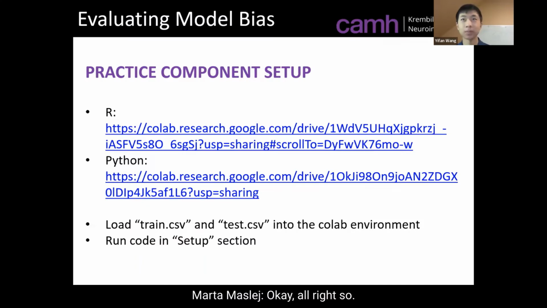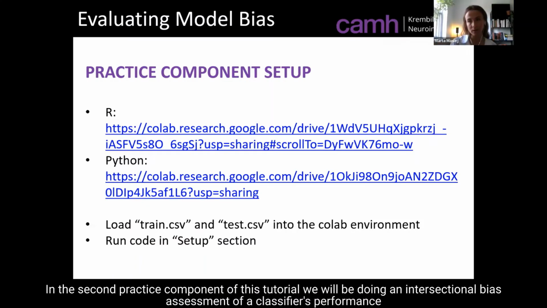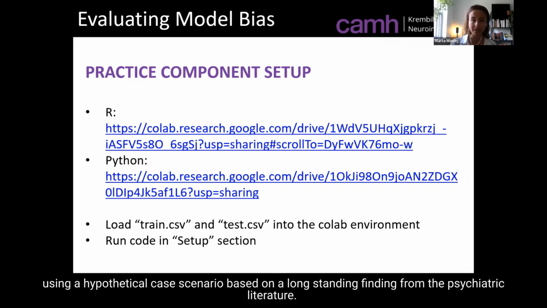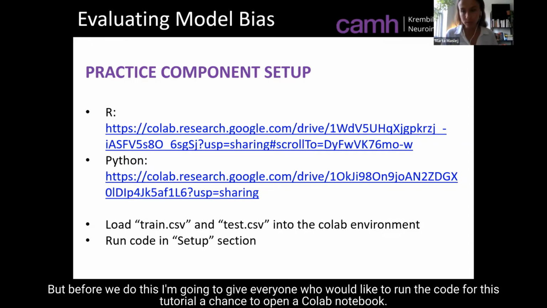All right. So in the second practice component of this tutorial, we'll be doing an intersectional bias assessment of a classifier's performance using a hypothetical case scenario based on a long-standing finding from the psychiatric literature. But before we do this, I'm going to give everyone who would like to run the code for this tutorial a chance to open a Colab notebook.